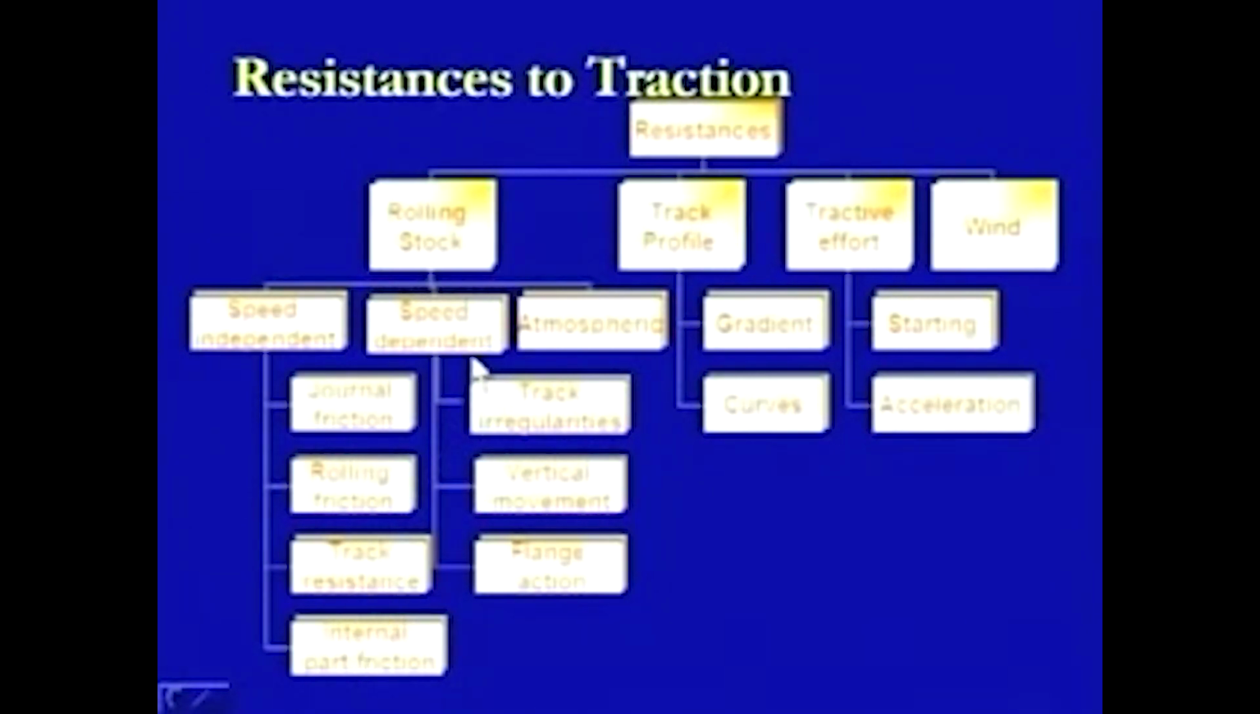In the case of the speed dependent resistances, we will be looking at track irregularities, vertical movements of the wheels and the flange action, that is, its oscillations with respect to the lateral direction. So, we will be starting with the different types of these resistances. We will try to find out the equations or the values by which we can compute them, and finally we can find out the tractive effort.